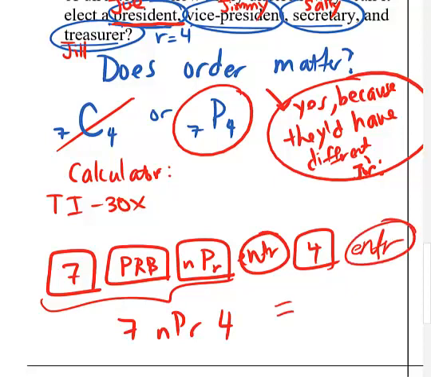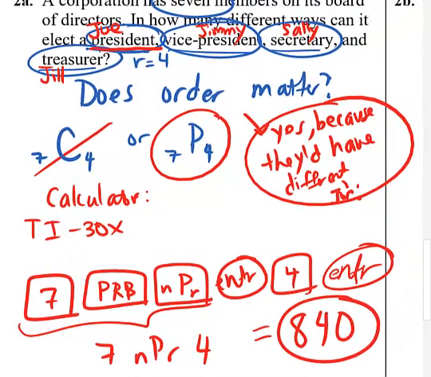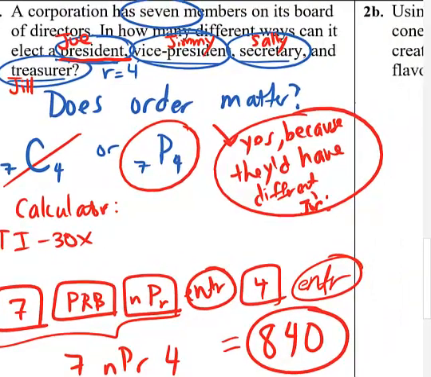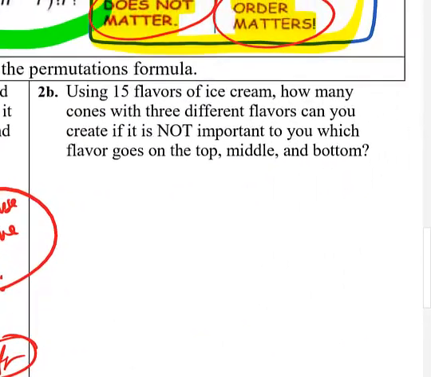So let me see here. 7 NPR 4 gives me 840. There are 840. That seems like way too many, right? There are only 7 people on the board, and I want to choose 4 of them for jobs, but there are 840 ways to do that. What the hell? But I think it's because order matters. So there are a lot more options when order does matter than there would be if order didn't matter.